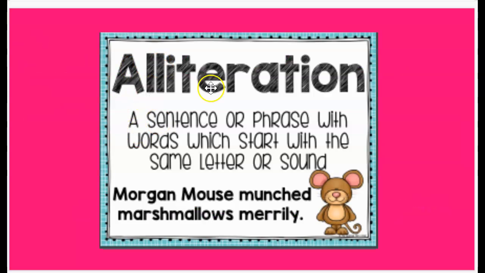Alliteration is a sentence or a phrase with words which start with the same letter or sound. So you may have heard these as tongue twisters. An example is Morgan Mouse munched marshmallows merrily. They all start with the M sound. A sentence or phrase with words which start with the same letter or sound.